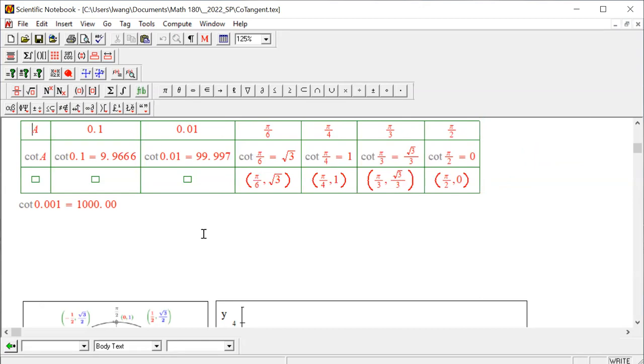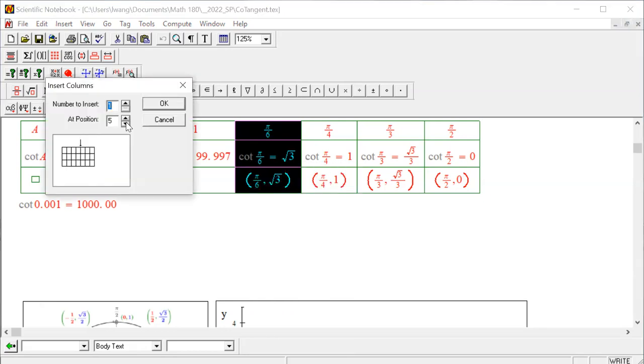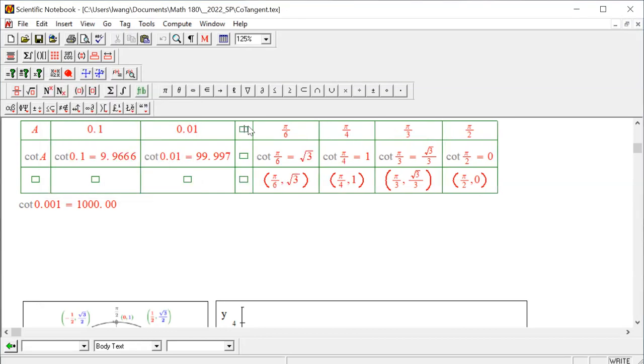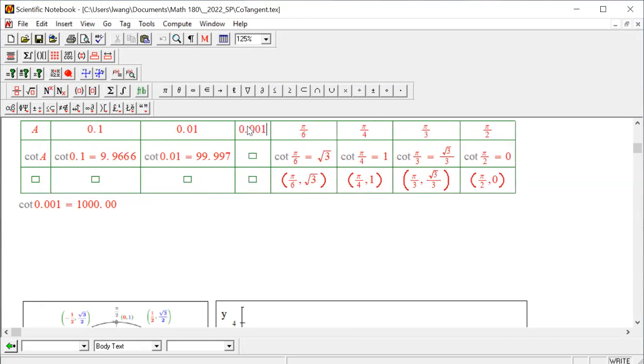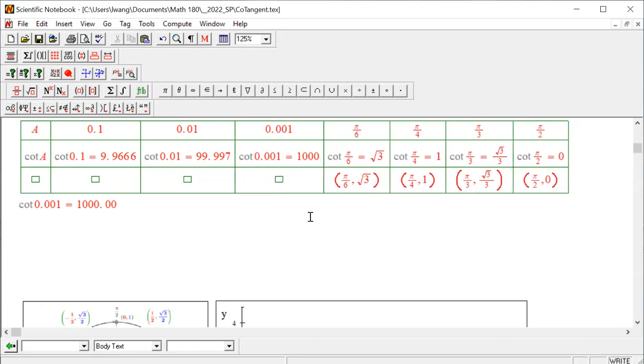Wait, what am I doing? I think I deleted something by accident. Okay. I deleted something. Cotangent of 0.001, right? That's going to give us an even larger number, right?